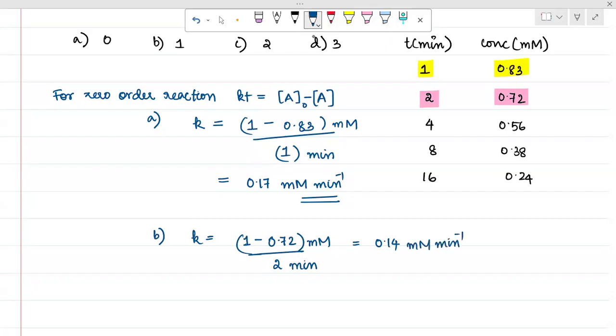Now this is not the same. Rate constants have changed when we took two different time intervals and that's not possible. Hence, it is not a zero order reaction. So we'll cancel that out. That is the only way we can do this.